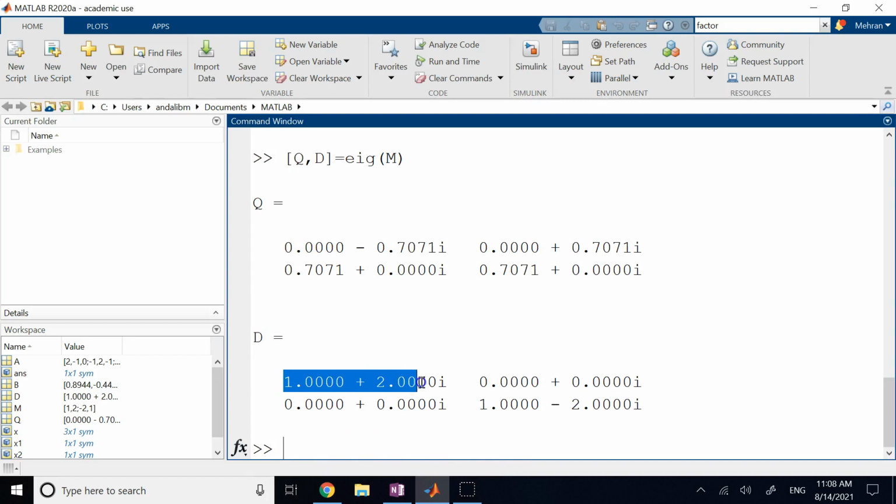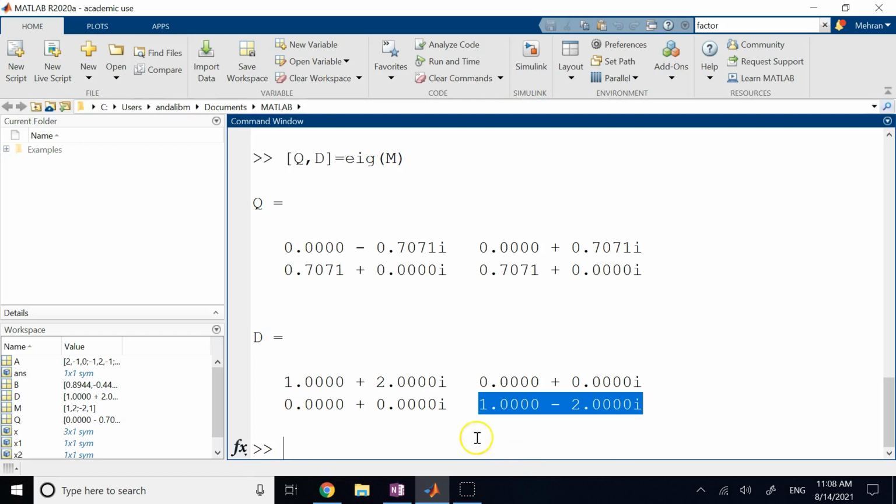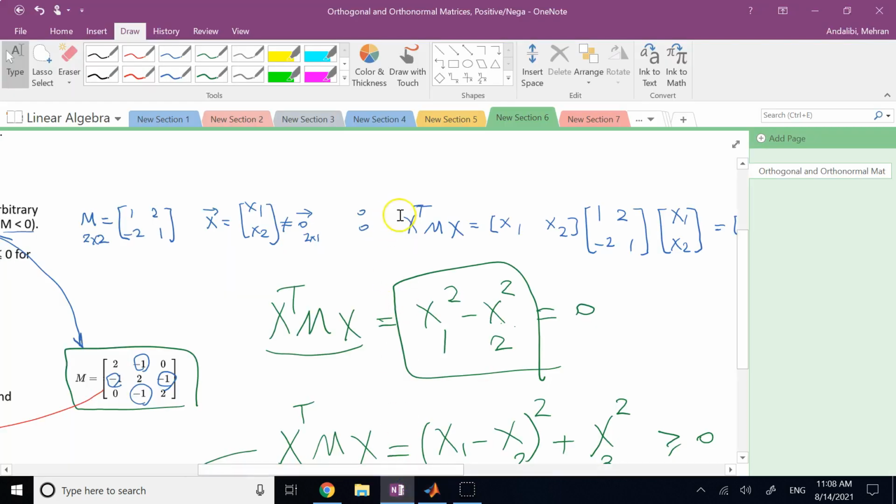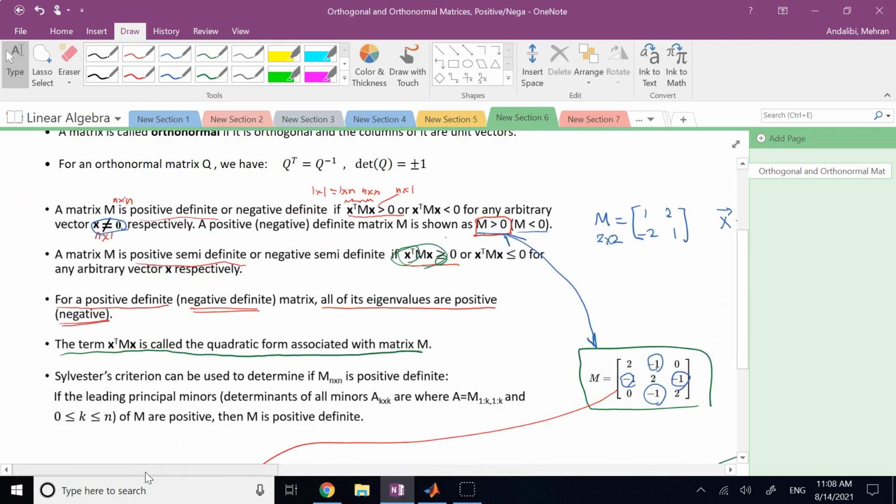The eigenvalues of this matrix are complex numbers. The real part of them is positive, but the complex part of them is not. So what can I say about this matrix? Can I still say it is positive definite? Well, based on the definition, yes, but there is one thing.